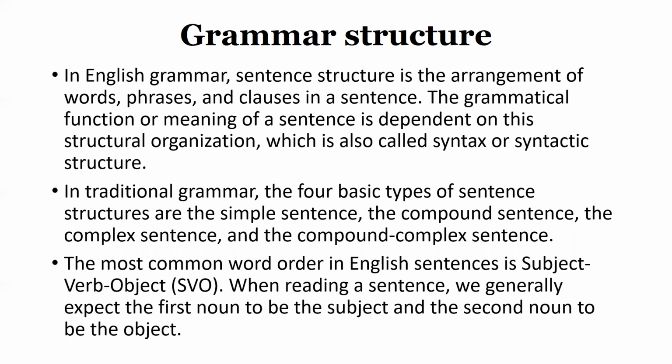The most common word order in English sentences is subject, verb, object, SVO. When reading a sentence, we generally expect the first noun to be the subject and the second noun to be the object. That doesn't always happen.